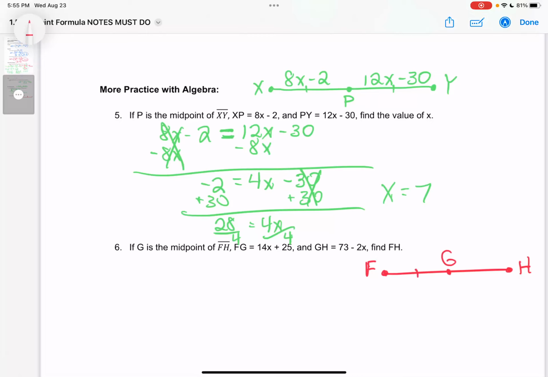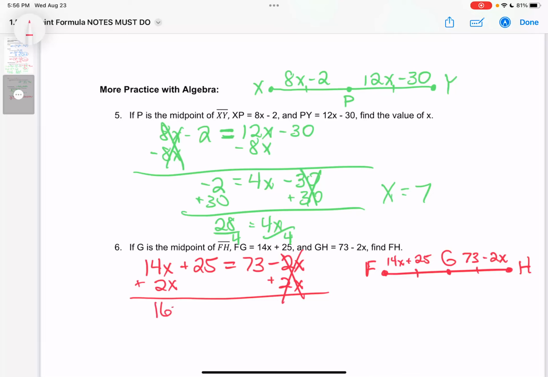So here I've got the midpoint. This is equal to this. So FG is 14x plus 25. GH, 73 minus 2x. So again, we're going to set these two equal. So I don't have anything to simplify on either side of the equation. Remember, before you do this, you actually have to have an equal sign in the middle.